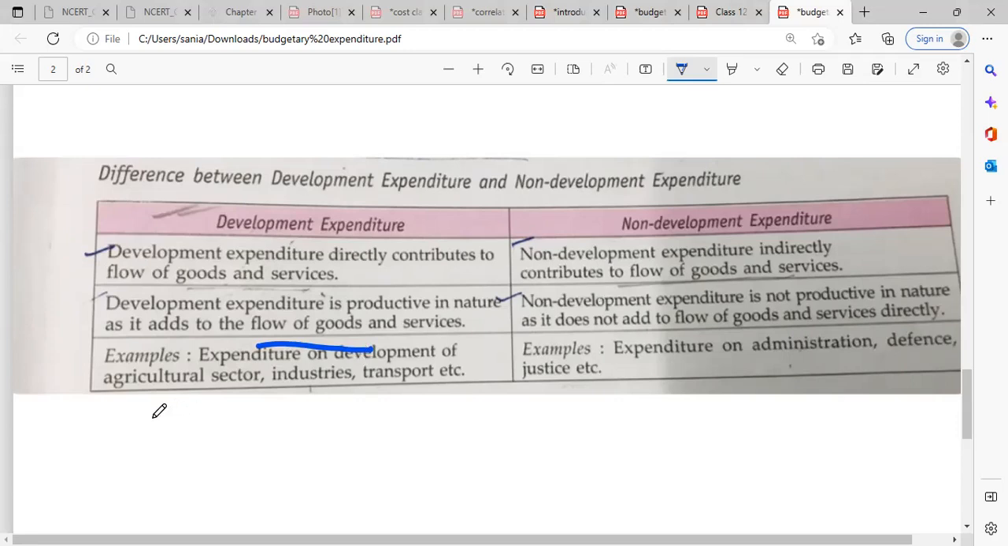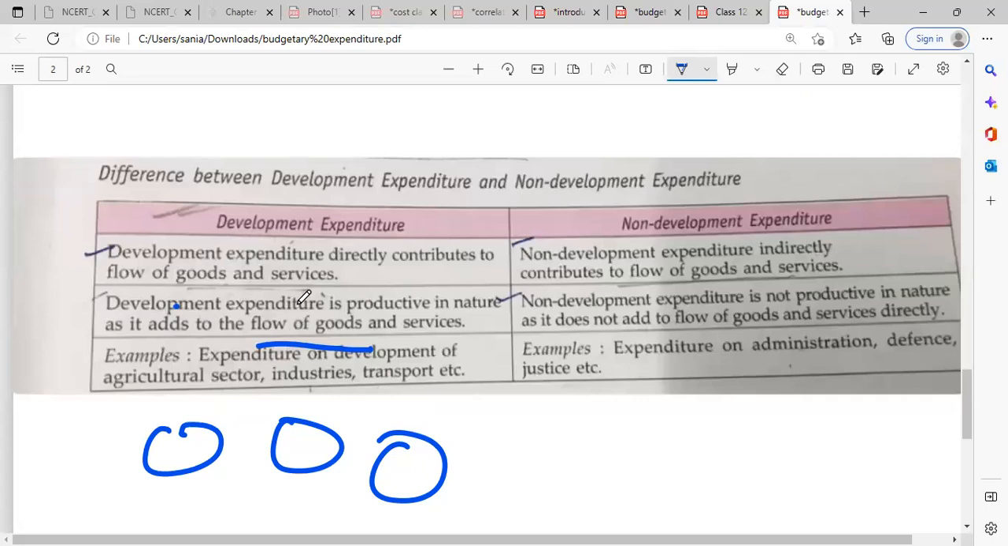For example, over here you are spending on the agriculture sector, industries, transport. This leads to inflow and adds to the value. But for example, you have a building and you are developing it. Because of this, the flow of goods and services is not there, and it is not productive in nature. Contributing to the agriculture sector is productive, but here it is not. So that is non-development, and the other is development. Clear? Okay.